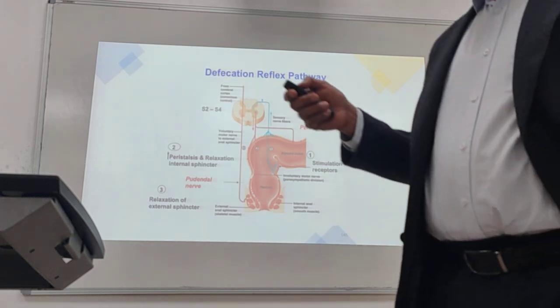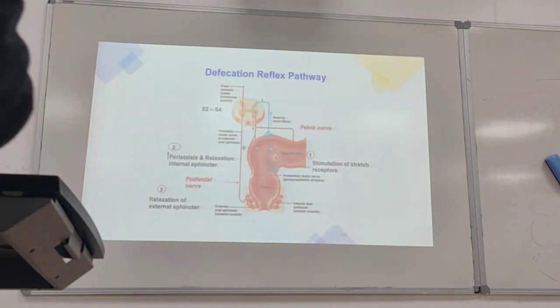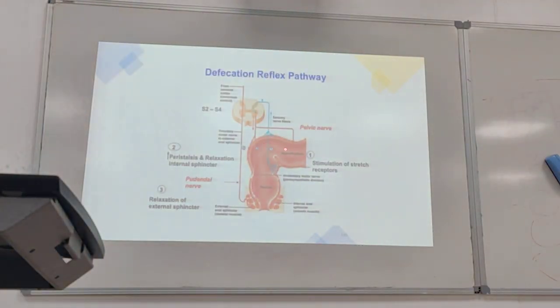Step number 1 is stimulation of the stretch receptor. When there is stool here, what part is this? Rectum. Very good. This is rectum. This is anus. This is the sigmoid colon. Sigmoid colon, it is the last part of the colon. It is like an S. And then there is rectum. And then there is anus.